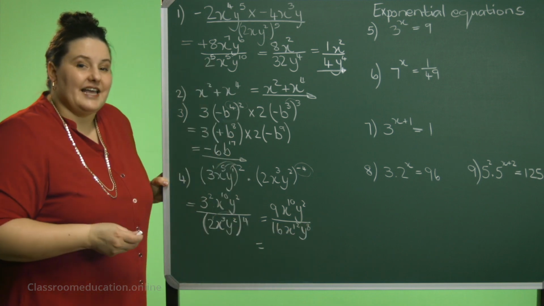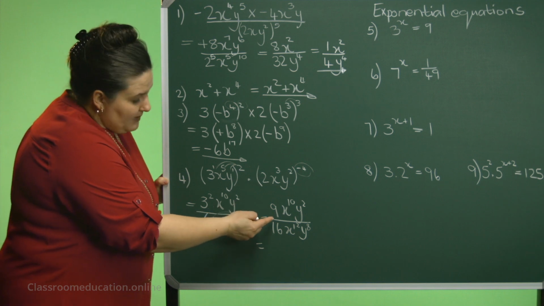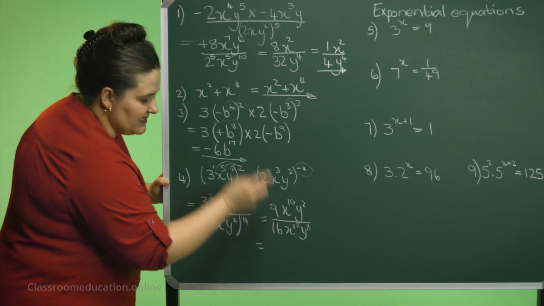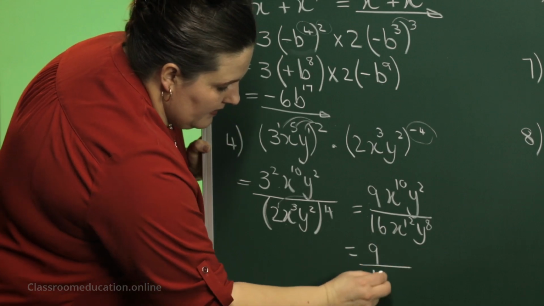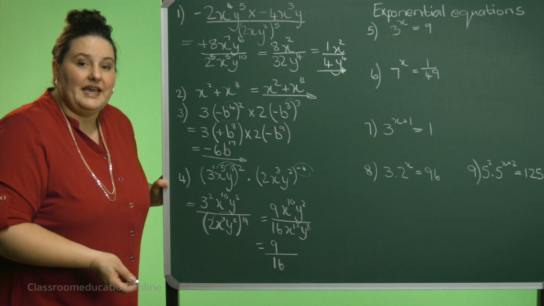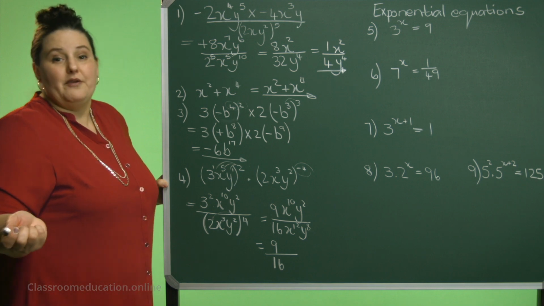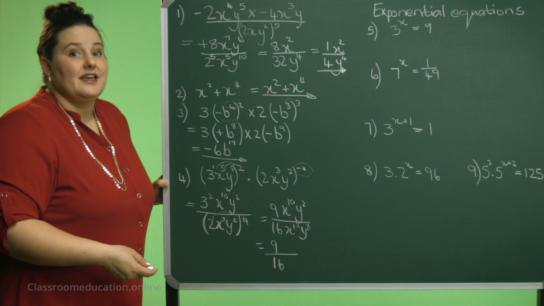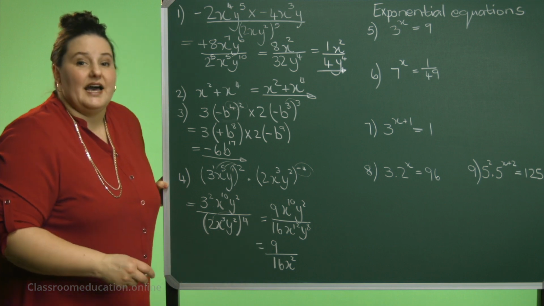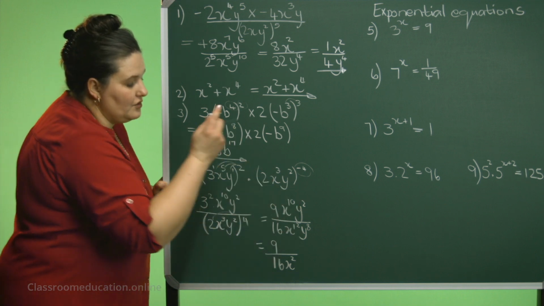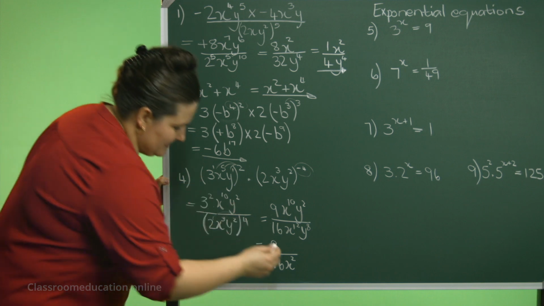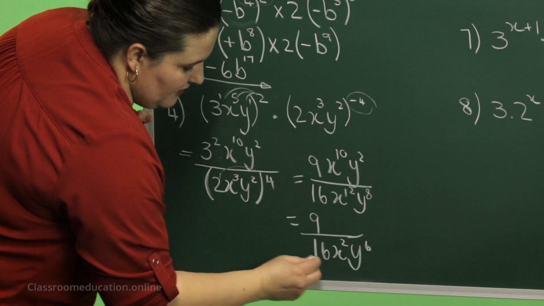And now I can cancel out. Is there a number that can both be divided into, or can both go into 9 and 16? No. So it will stay like that. And my base x, I have 10 in the numerator, I have 12 in the denominator. So if I cancel out, what will be remaining? 2 x's in the denominator. x to the power of 2. And the y's, I have 8 in the denominator and 2 in the numerator. Cancel out. What's remaining? y to the power of 6 in my denominator.